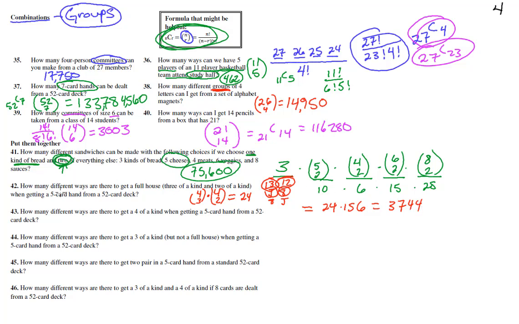Ooh, let's try another one like that. Number 43. How many different ways are there of getting 4 of a kind when getting a 5-card hand from a 52-card deck? So let's try it with what we know.